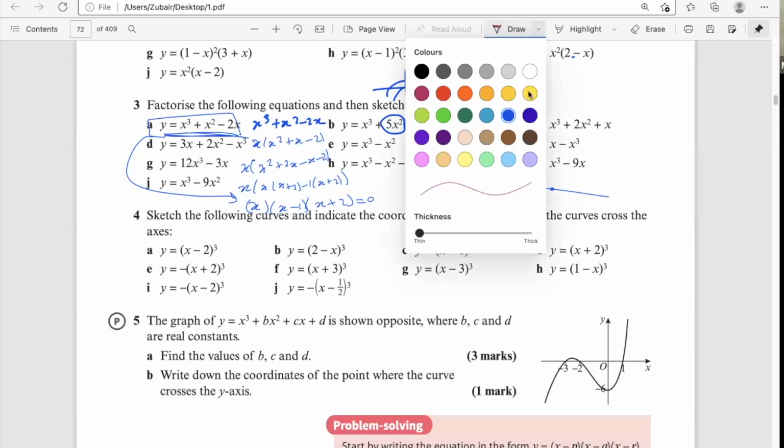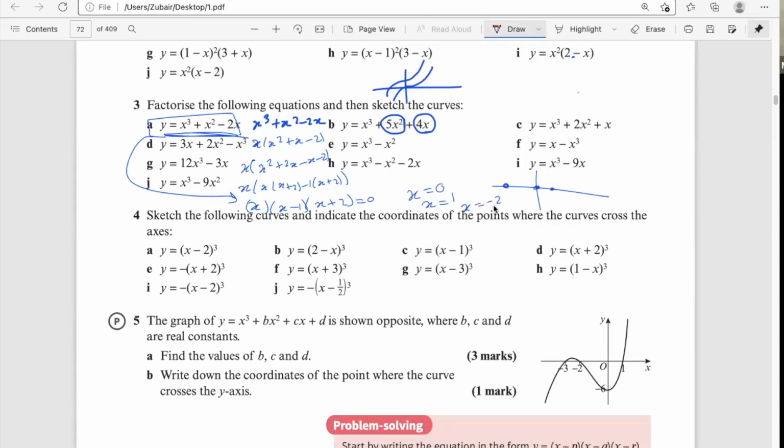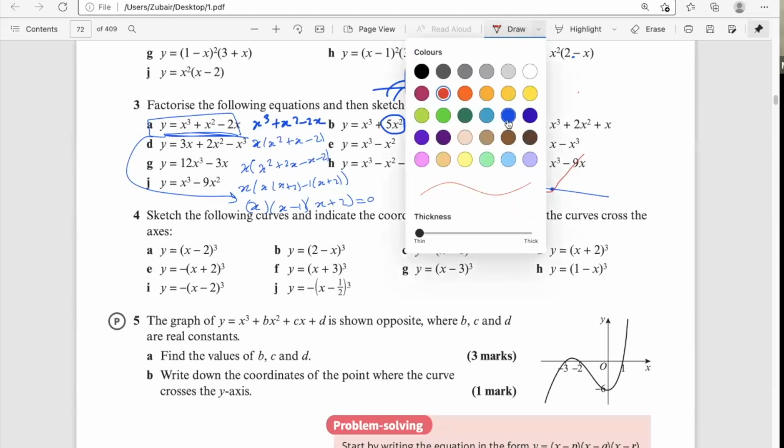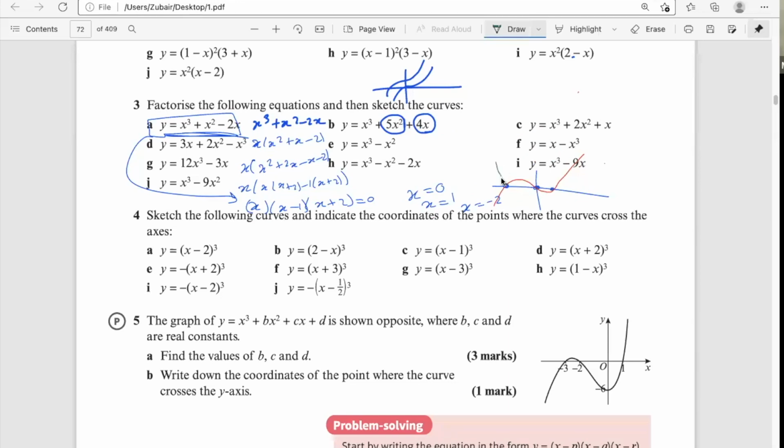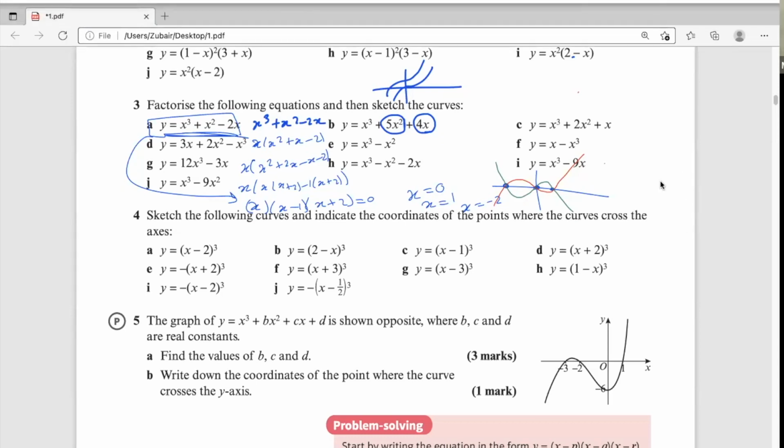So there are only 2 ways this graph could go. One is this way. The other is this way. Which one is correct, red or green? Any guesses? Red or green? Which one is correct? Red. Yes, red is correct.